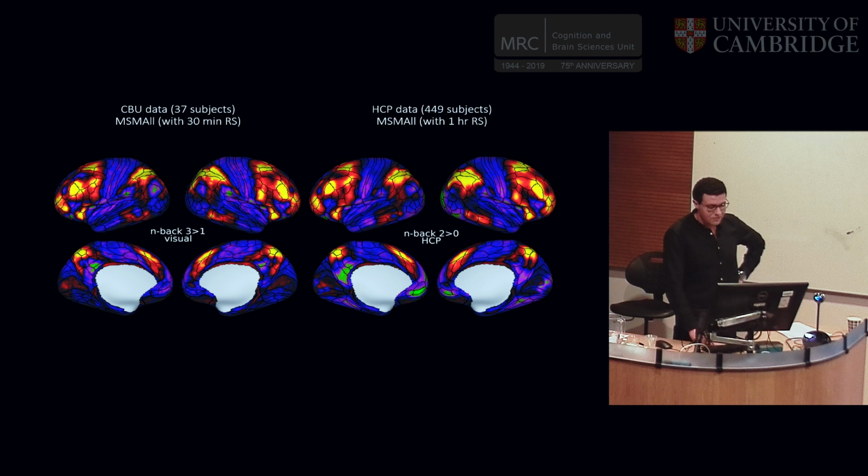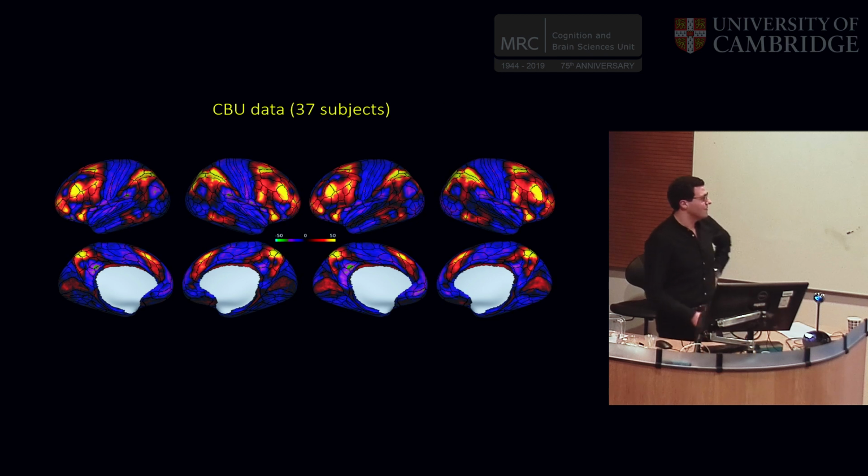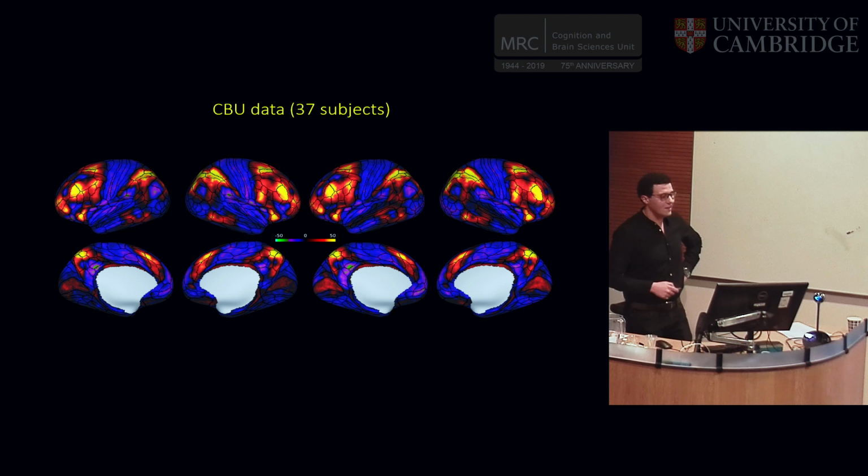And I'm only showing you this because the next figure is going to be questionable. So this is two tasks, a visual N-back task and an auditory N-back task, again from the same CBU subjects on 2 different sessions. And I'm not going to tell you which one is visual and which one is auditory. You have to tell me. Any guesses?